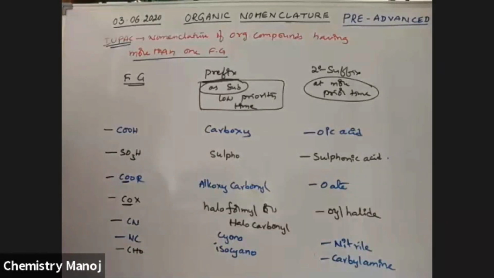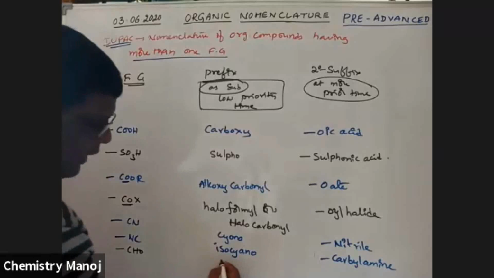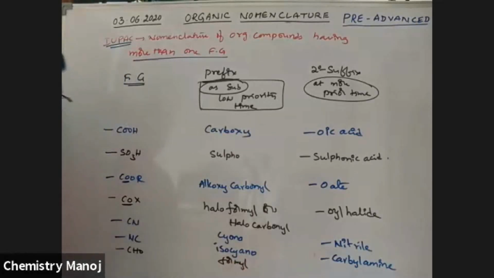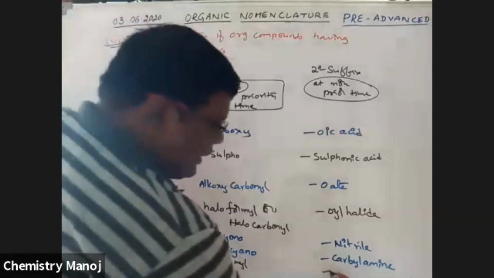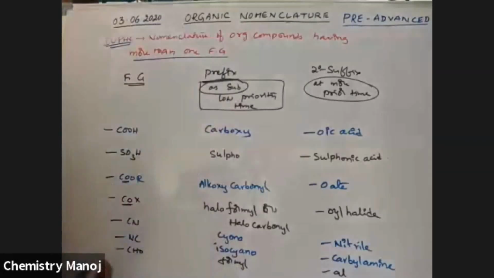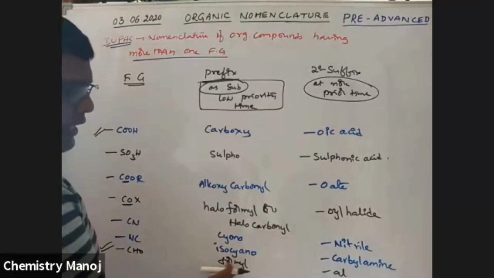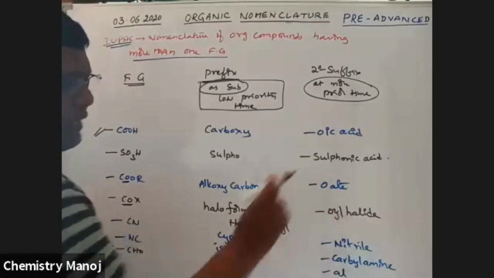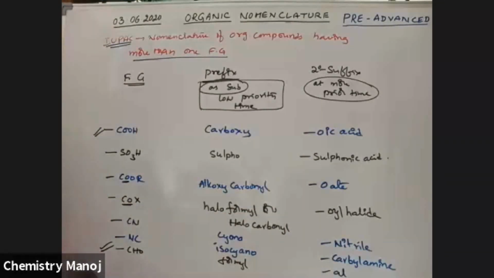Next, if CHO is there, it is taken as formyl. CHO is there, formyl. Now, as a secondary suffix, the ending is AL. It is frequent. It is very, very important, my dear boys. So if CHO acts as a substituent, it is formyl, and if it acts as a secondary suffix, that is a major functional group, it is AL. Next.